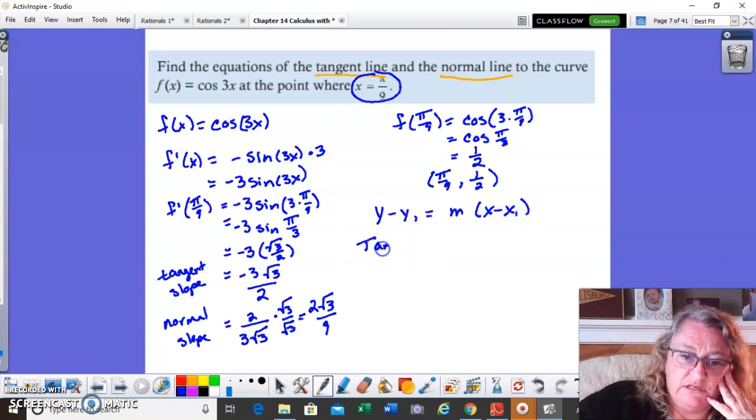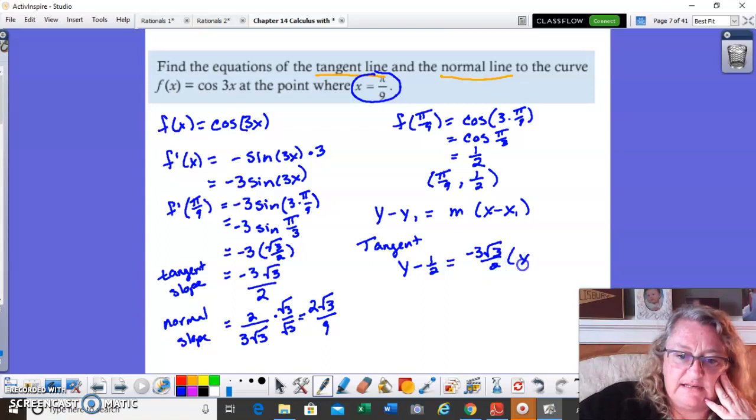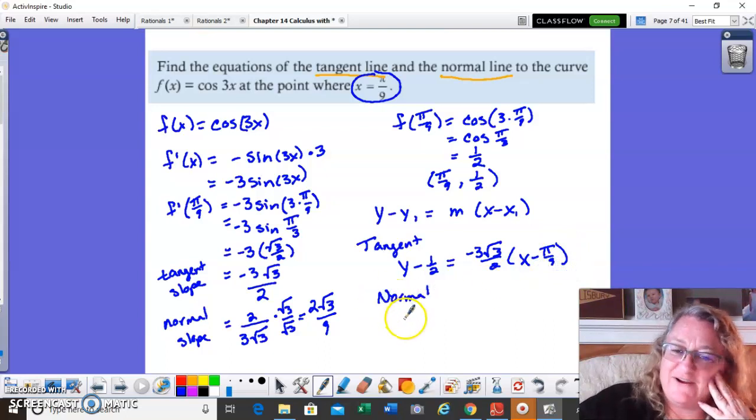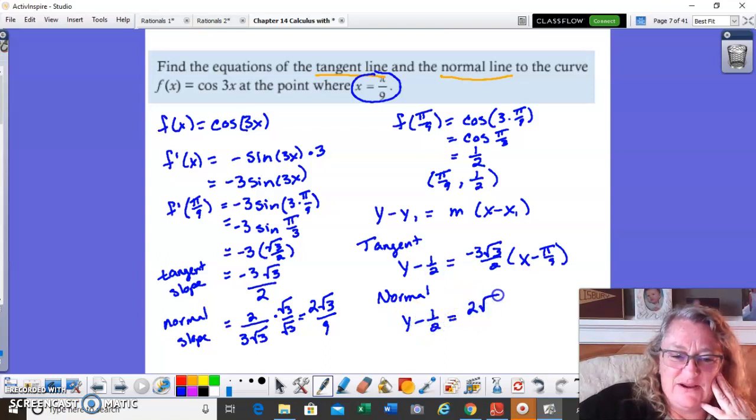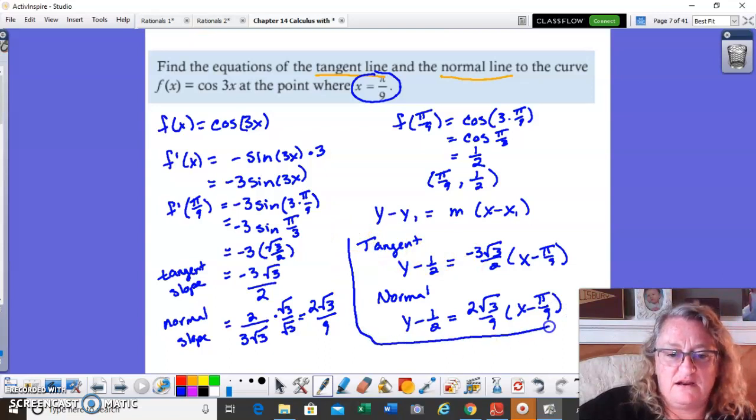So my tangent line at that point is y minus 1/2 equals negative 3 square root of 3 over 2 times x minus pi over 9. And my normal, there you go, y minus 1/2 equals 2 square root of 3 over 9 times x minus pi over 9. So those two things down here are the answers to our question.